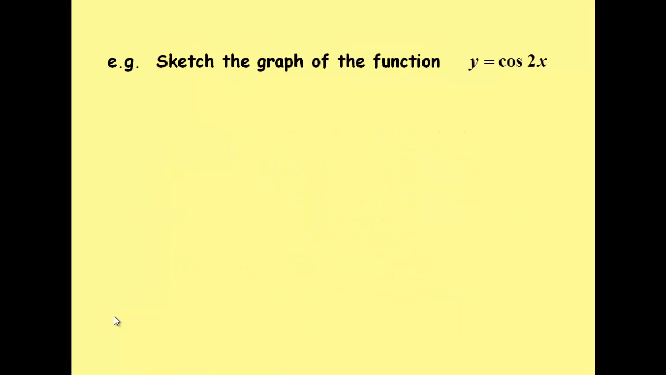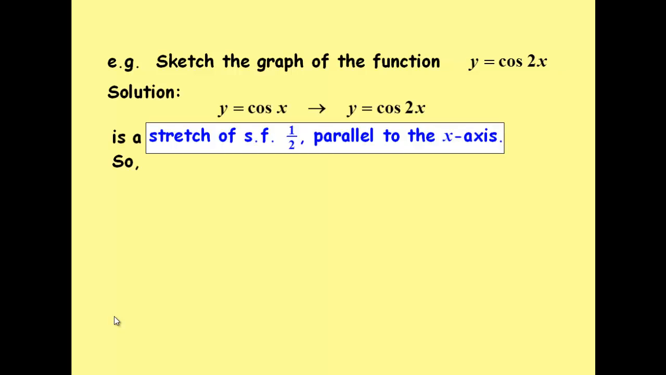First, we'll look at the function y equals cos 2x. If we look at y equals cos x, the function y equals cos 2x is a stretch of the cos graph with a scale factor of 1/2. Remember, when it's in x, it's 1 over whatever the coefficient of x is. And it's parallel to the x-axis.